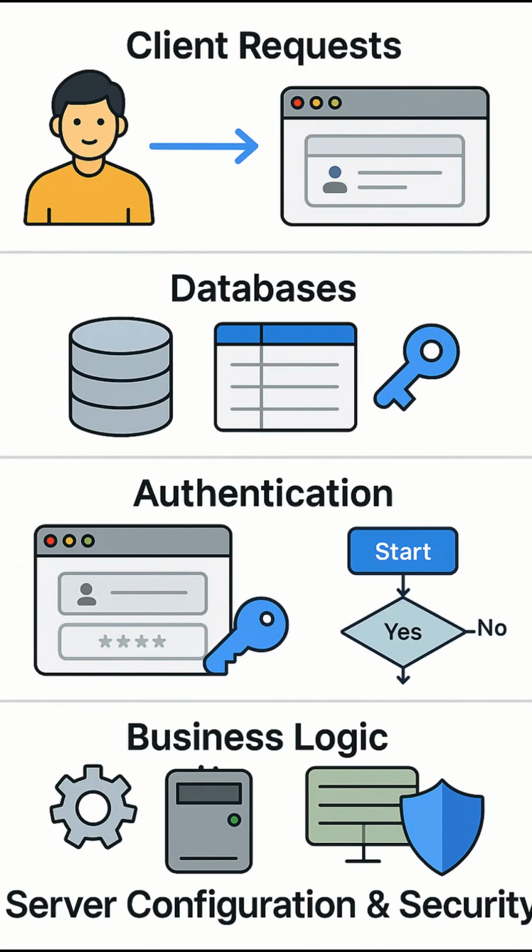Now, a quick look at the functions of the back end. Let's break down the core responsibilities of back end development. Number 1, handling client requests. It processes HTTP requests, like from form submissions or API calls. That is what normally is the function of the back end. It handles requests that are being sent from the users.